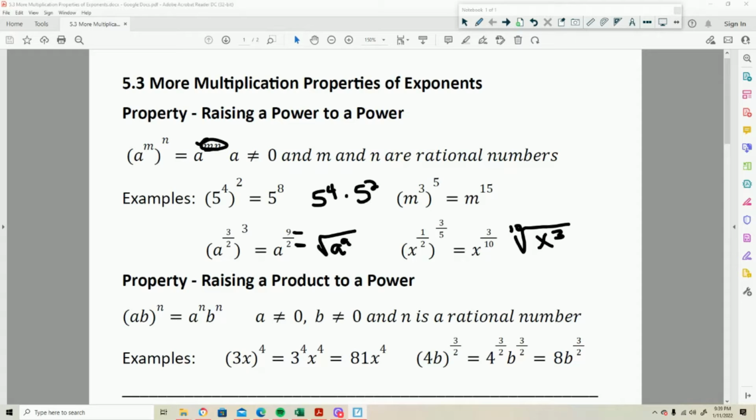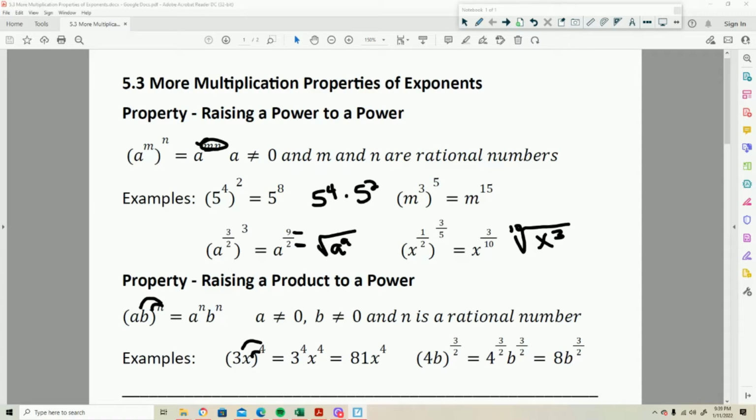Okay. The next property is just raising a product, two things multiplied, to a power. To me, I call it the distributive property. Basically, you're just taking that exponent and putting it on both of those. So it would be a to the n, b to the n. In this case, I have 3x raised to the 4th. The exponent 4 goes on the 3, exponent 4 goes on the x. So it's 3 to the 4, x to the 4, and it's 81x^4.